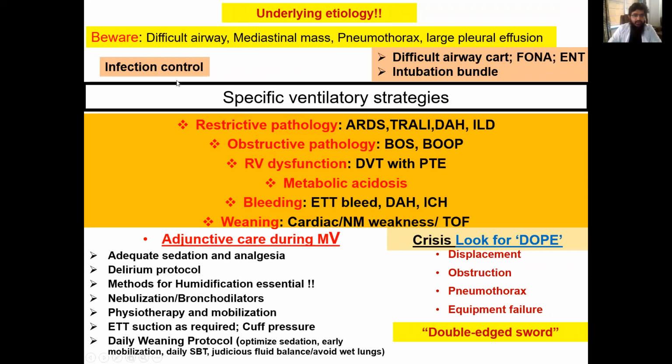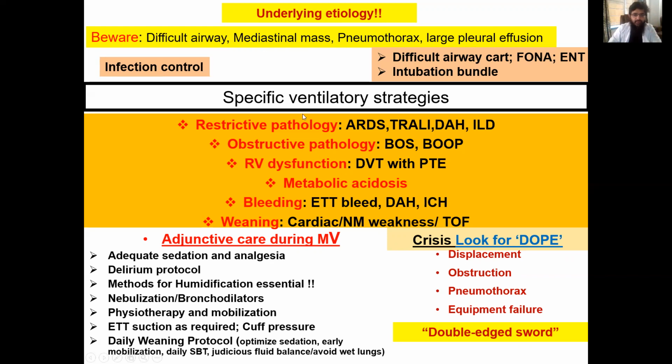Coming to specific ventilatory strategies, besides the management of the underlying etiology, we need to see what the pattern of disease is and institute ventilatory management accordingly. It's important to address difficult airway, mediastinal masses, pneumothorax, and large effusions in our patients, because if we miss a pneumothorax and intubate, the patient is anyway going to crash. Also, focus on infection control issues. The difficult airway cart should be ready, and ENT should always be on alert because there may be a tumor mass inside the airway. Keep our intubation checklist ready for a smooth intubation.